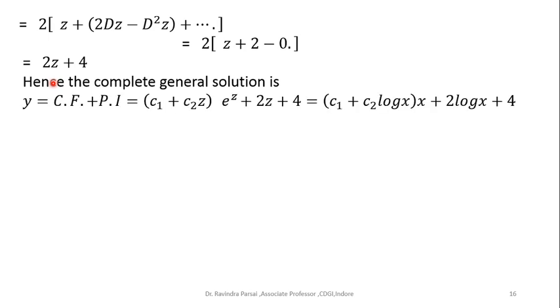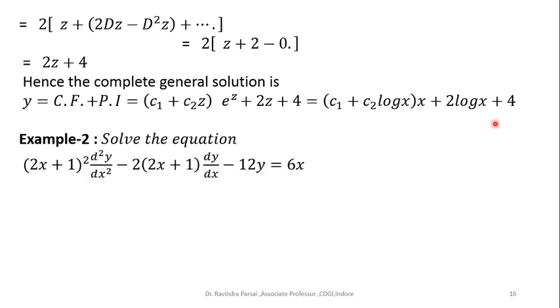Hence the complete general solution is CF plus PI: the dependent variable equals (C1 plus C2 z) e raised to z plus 2z plus 4. Now converting or reducing z in terms of x by putting our substitution z equal to log x, in place of this you put 2 log x plus 4 here.